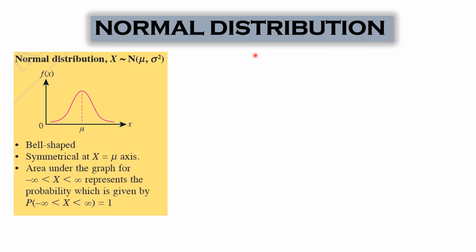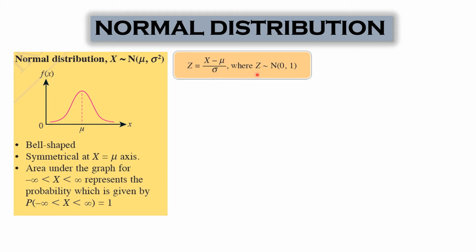If you still remember, the graph of the normal distribution is in a bell shape and it is symmetrical at x equal to mean, right? And the area under the graph is equal to 1. Then for this continuous random variable x, we have to standardize it into z. So how to change the value of x into z? We use the formula z equal to x minus the mean over the standard deviation.